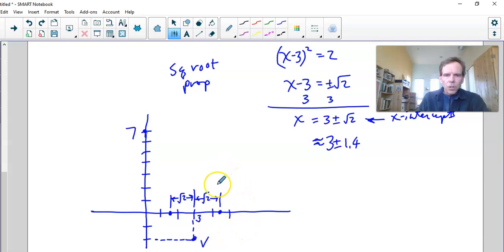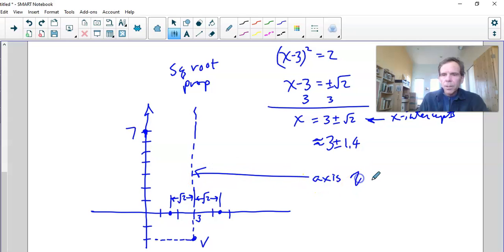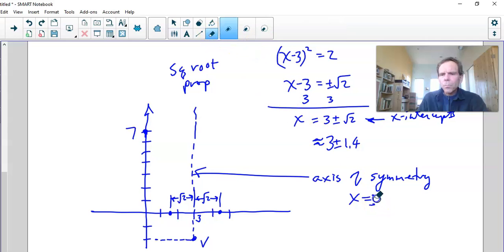Okay, so we're almost ready to graph this thing. I know that there's a symmetric point to this y-intercept. And remember, these graphs are symmetric. There's an axis of symmetry here. Axis of symmetry. And that axis of symmetry, of course, is the x equals 3 line. If I could write it right. X equals 3.